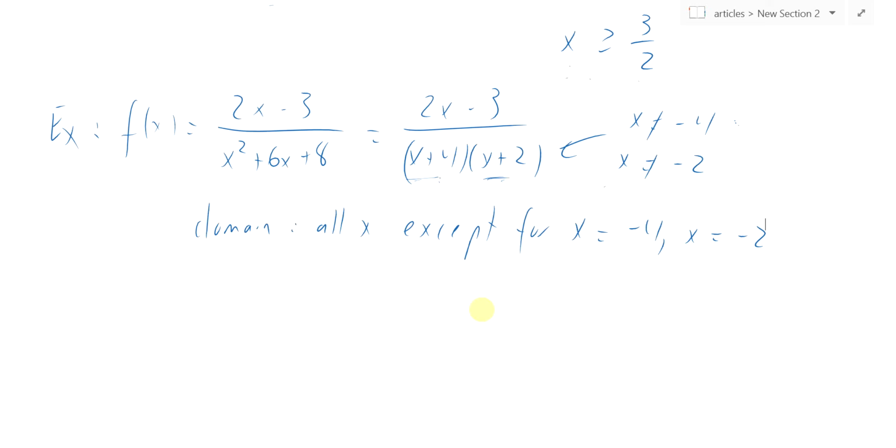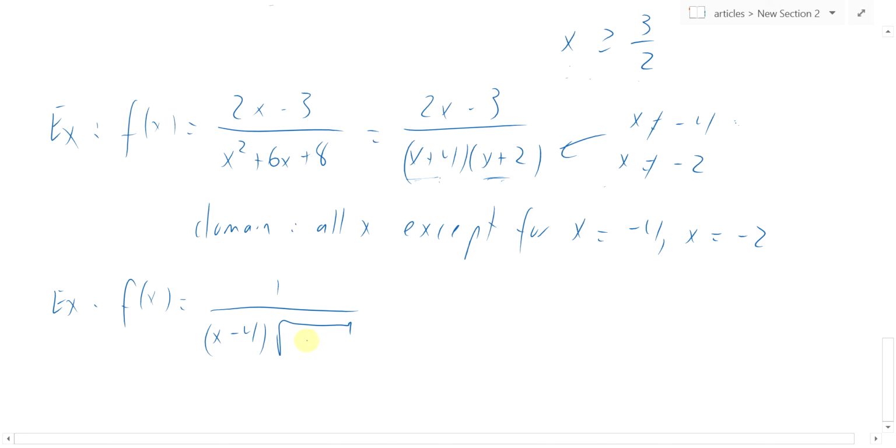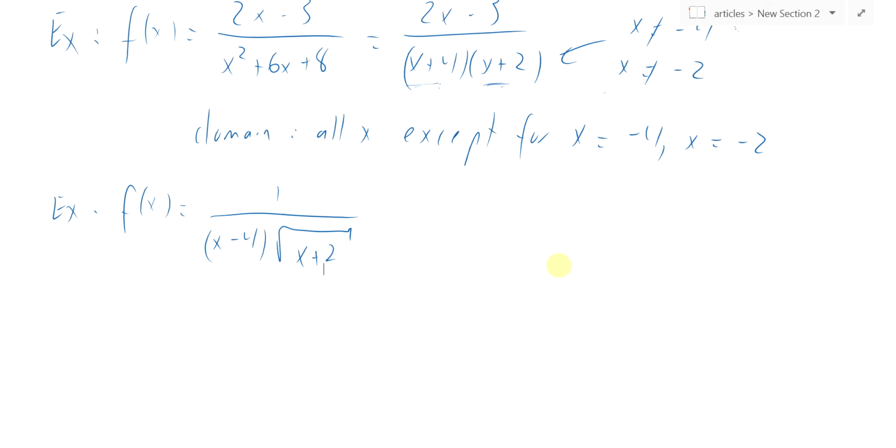And finally, a third example, just to be a little bit careful about, f of x equals 1 over x minus 4 times the square root of x plus 2. So there's a couple things going on in this one. First off, we have a square root that's in the denominator, and we have this x minus 4. So we know from x minus 4, you can't have x equal to 4 in this function, because then you'd be dividing by 0. Likewise, from this, you can't have x equal to minus 2, because if you have x equal to minus 2, that would make the thing inside the square root 0. Square root of 0 is 0. Can't have 0 in the denominator.